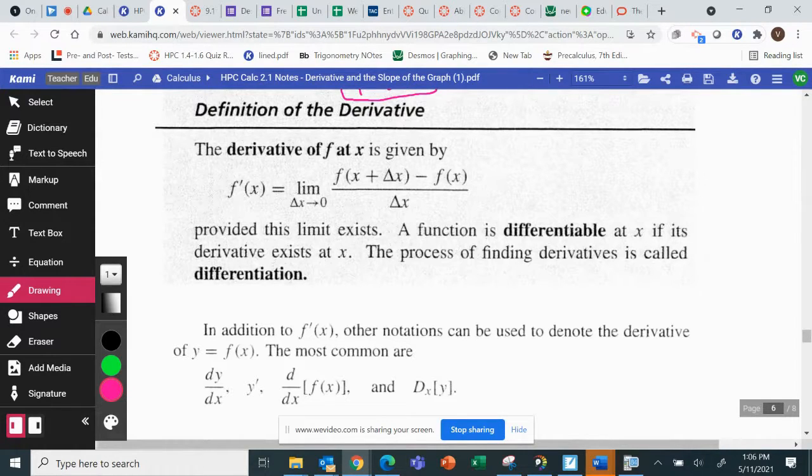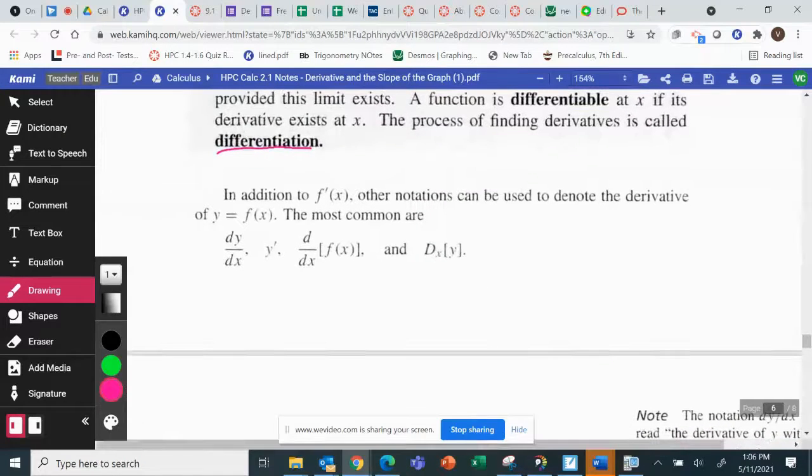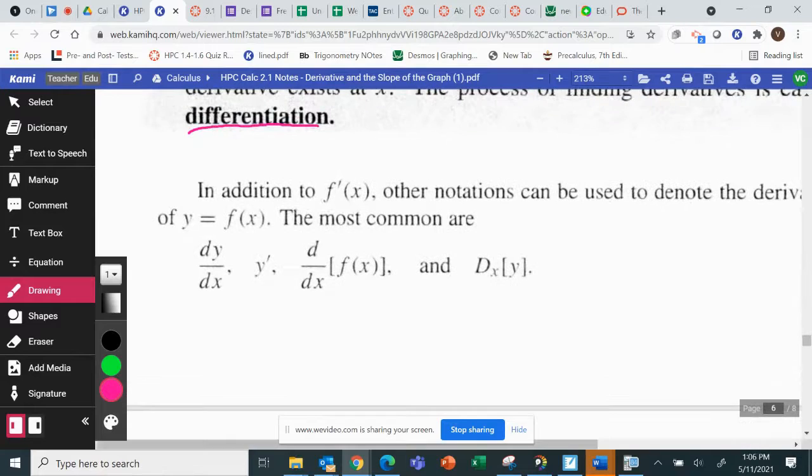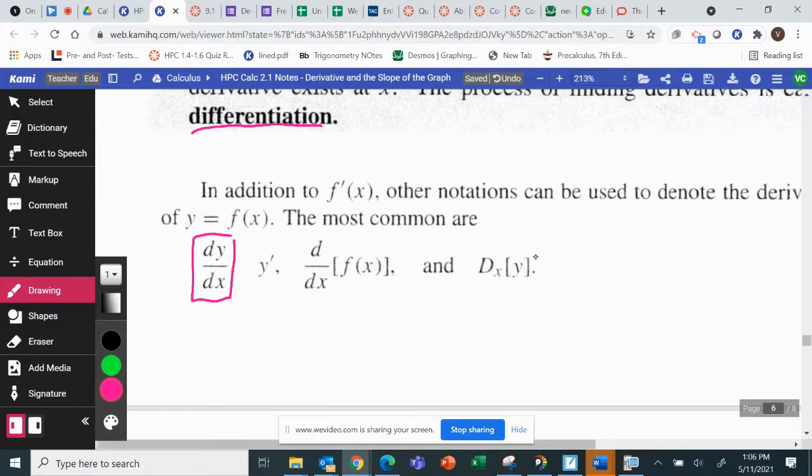The process of finding derivatives is called differentiation. Besides f prime of x, you're going to see other notations. You'll see dy over dx. You'll see y prime. You'll see d over dx of some function. And then you might see d subscript x of y. So all of those mean the same thing. So they'll change it up once in a while in here.